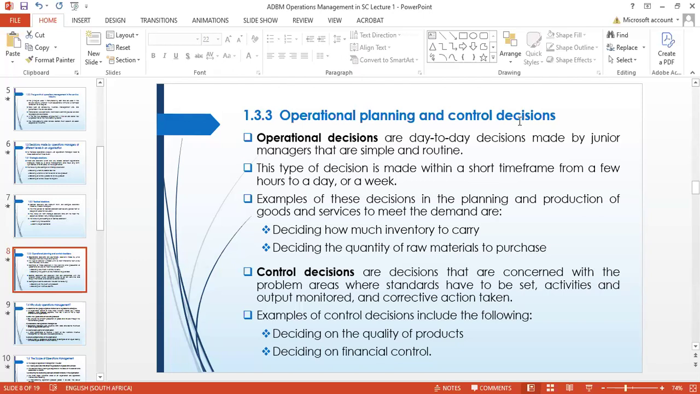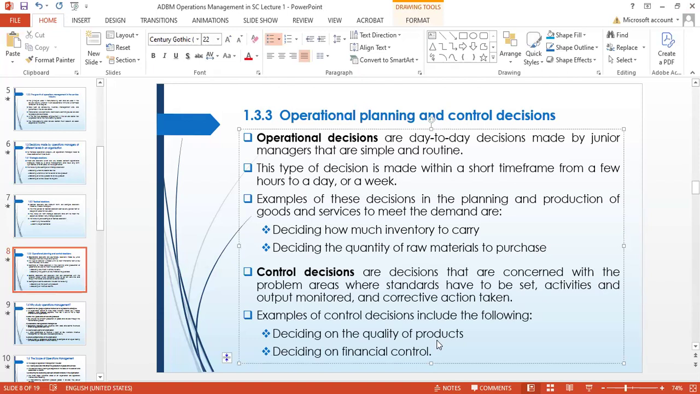And we have the upper part of these low-level decisions, which is the control decisions. Right? These ones now, they are concerned with the problem areas where standards have to be set. Activities and output have to be monitored. And if there are problems that have been identified, corrective actions have to be taken. Right? So the examples of control decisions that are made by the junior managers: deciding on the quality of the products. These are the ones who are working with employees who are producing goods, for example. So if they see that the goods are not of the required quality, they have to take corrective action to make sure that the products that are being produced are of the required quality.